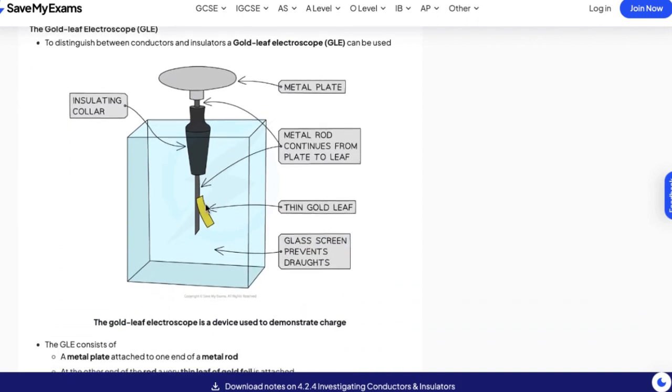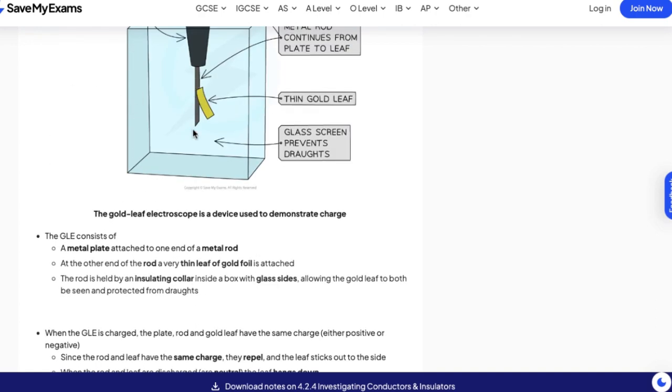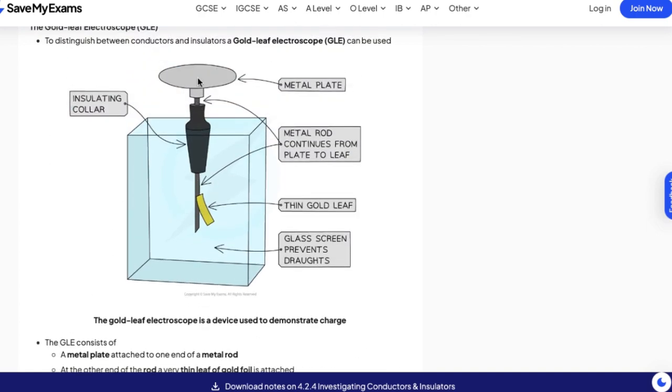So this is an experiment used for investigating electrical conductors and insulators, to see if a material is a conductor when you bring it to a charged material. This is called the gold leaf electroscope, a device used to demonstrate charge. It consists of a metal plate, an insulated collar, and a metal rod, and then it has the gold leaf.